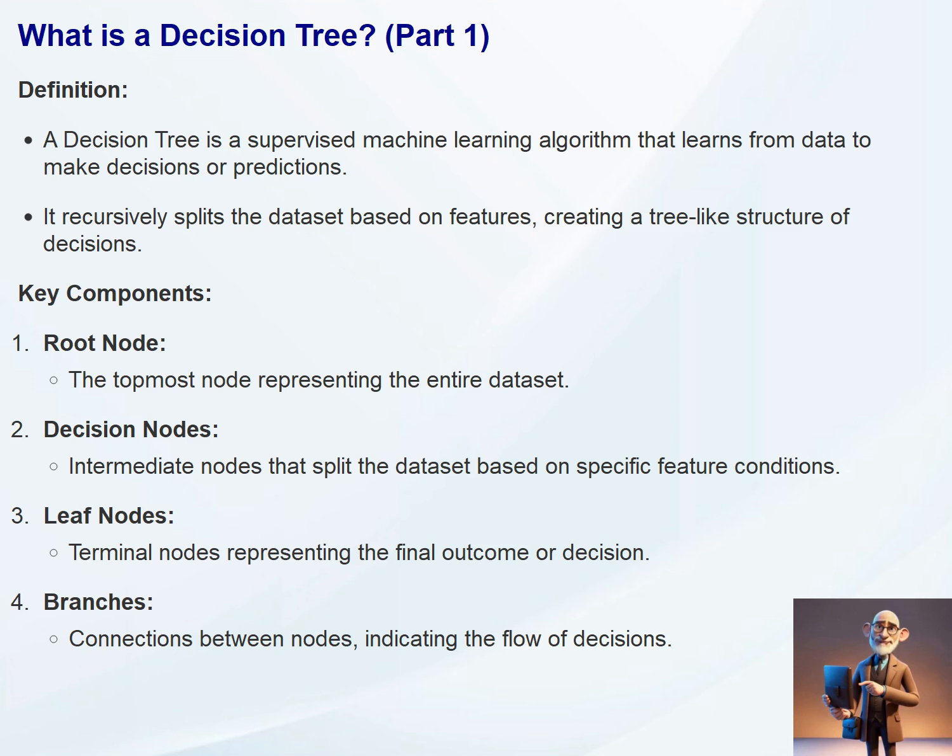Further down, we reach the leaf nodes, our final destinations in this journey. These terminal nodes represent the conclusive outcomes or decisions, the end of the road where predictions come to fruition. And finally, tying it all together, we have the branches, the connectors linking nodes and outlining the narrative of our decision-making process. So, in essence, a decision tree is not merely an algorithm, it's a storyteller, unraveling the intricate tales hidden within your data. As we progress, we'll see how this dynamic structure plays a pivotal role in deciphering the complexities of the datasets we encounter.